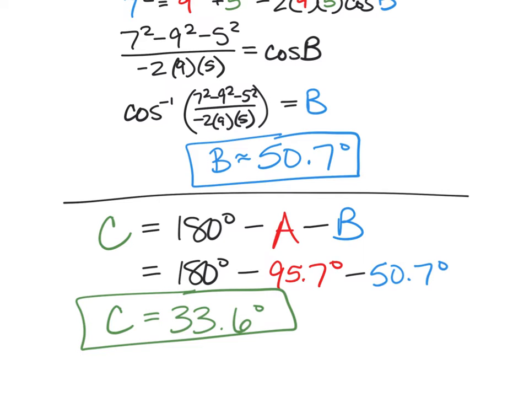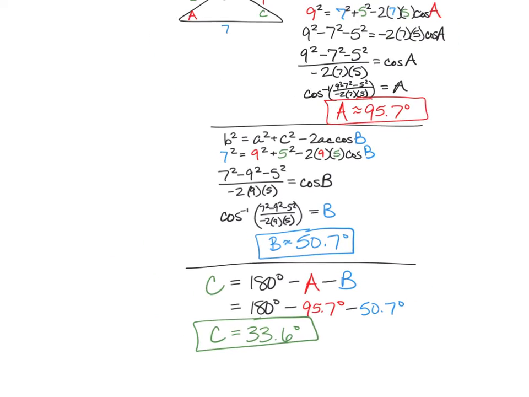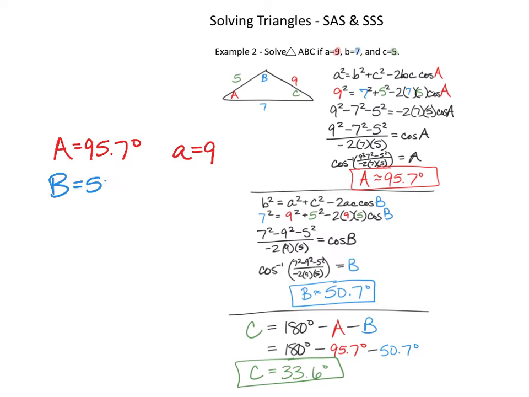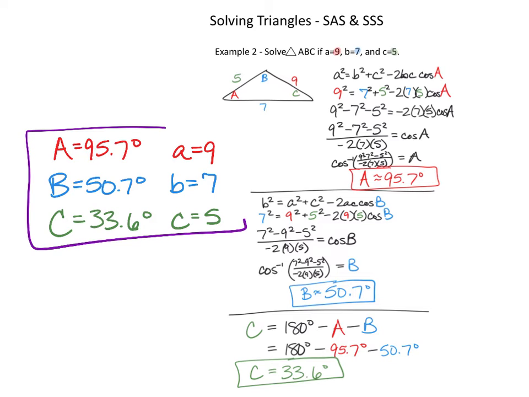And so then we've solved for all parts of this triangle. We have angle A, angle B, angle C, side length a, side length b, side length c. So if we put it all together, angle A is 95.7 degrees, side length a is 9. Angle B is 50.7 degrees, side length b is 7. Angle C is 33.6 degrees, and side length c is 5. So we've solved the triangle because we found all parts of it.